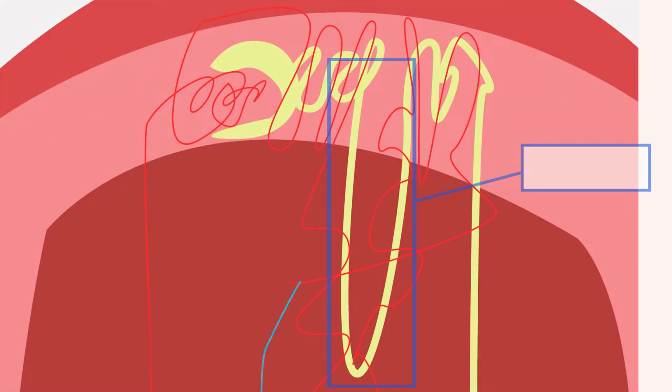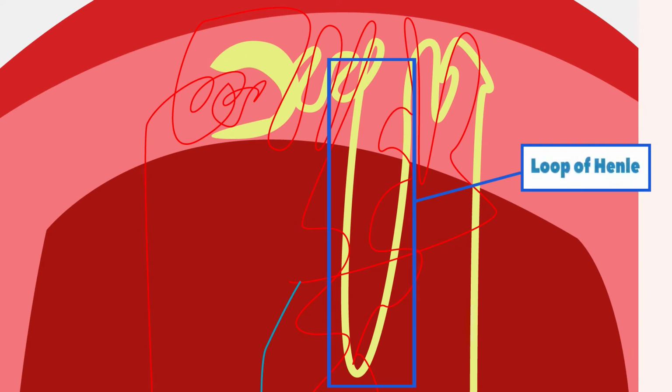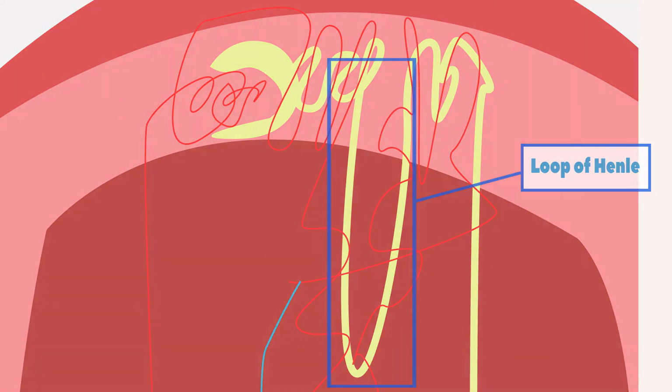Following the proximal tubule, the ultrafiltrate flows into the loop of Henle, located in the medullary layer of the kidneys. Although lower in volume, the concentration of the ultrafiltrate remains isotonic to blood, again approximately 300 milliosmoles. And again, this is because equal parts water and solutes have been reabsorbed back into the blood.